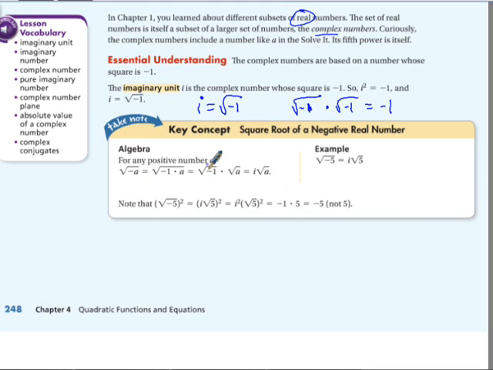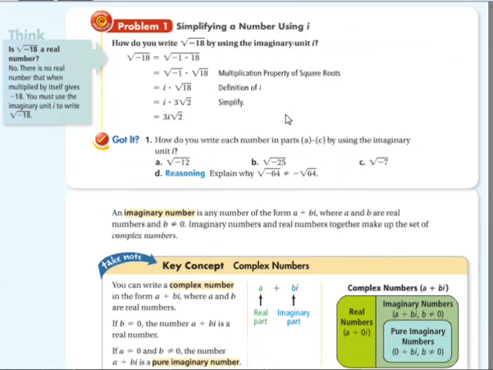For any positive number a, this is the big deal part right here. For any positive number a, what we're going to do is factor out the -1, so we just have a left. We can separate those like this, and then the square root of -1 becomes i, and then the square root of a is by itself. So the example here is that the square root of -5 is actually i times the square root of 5. That's all that is. I promise it'll get more complicated.